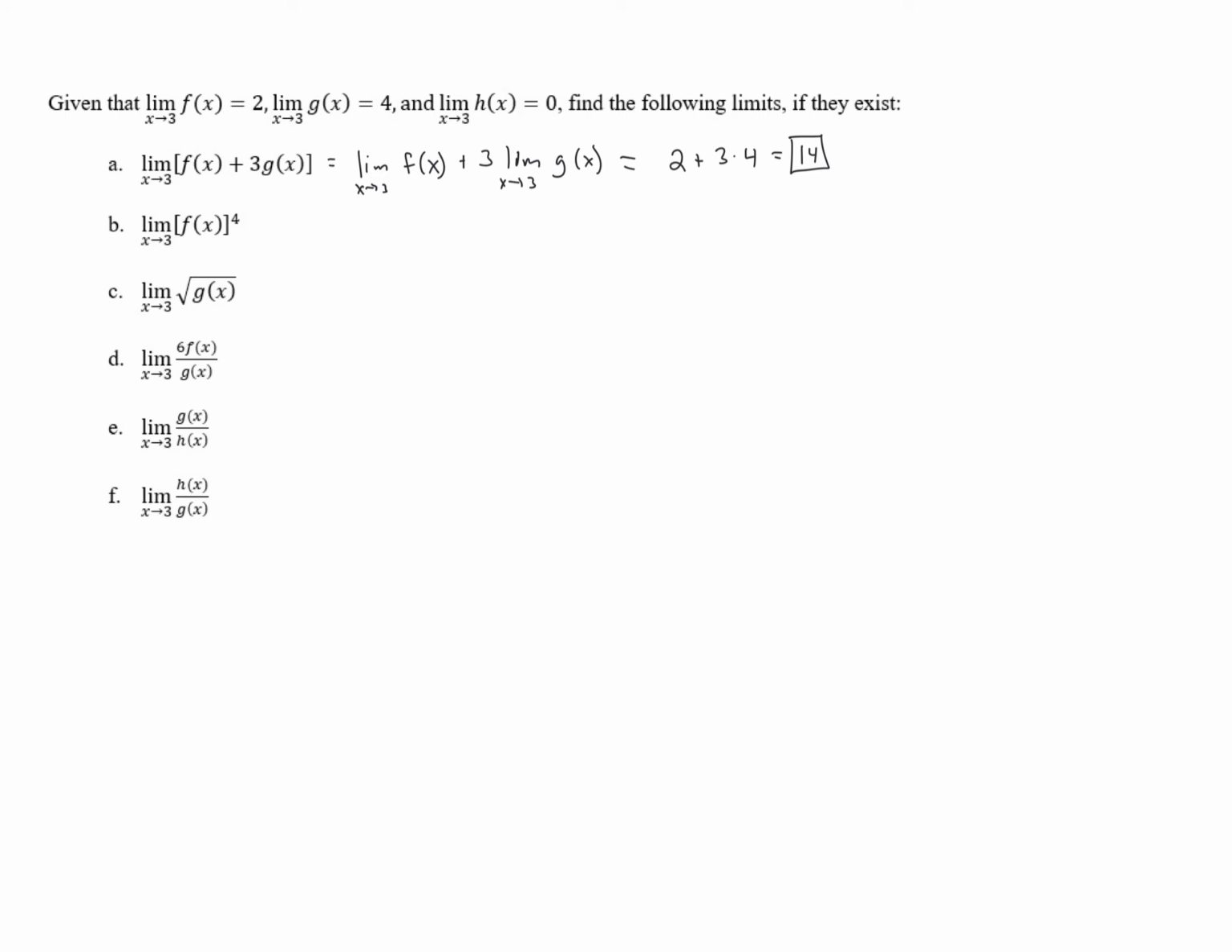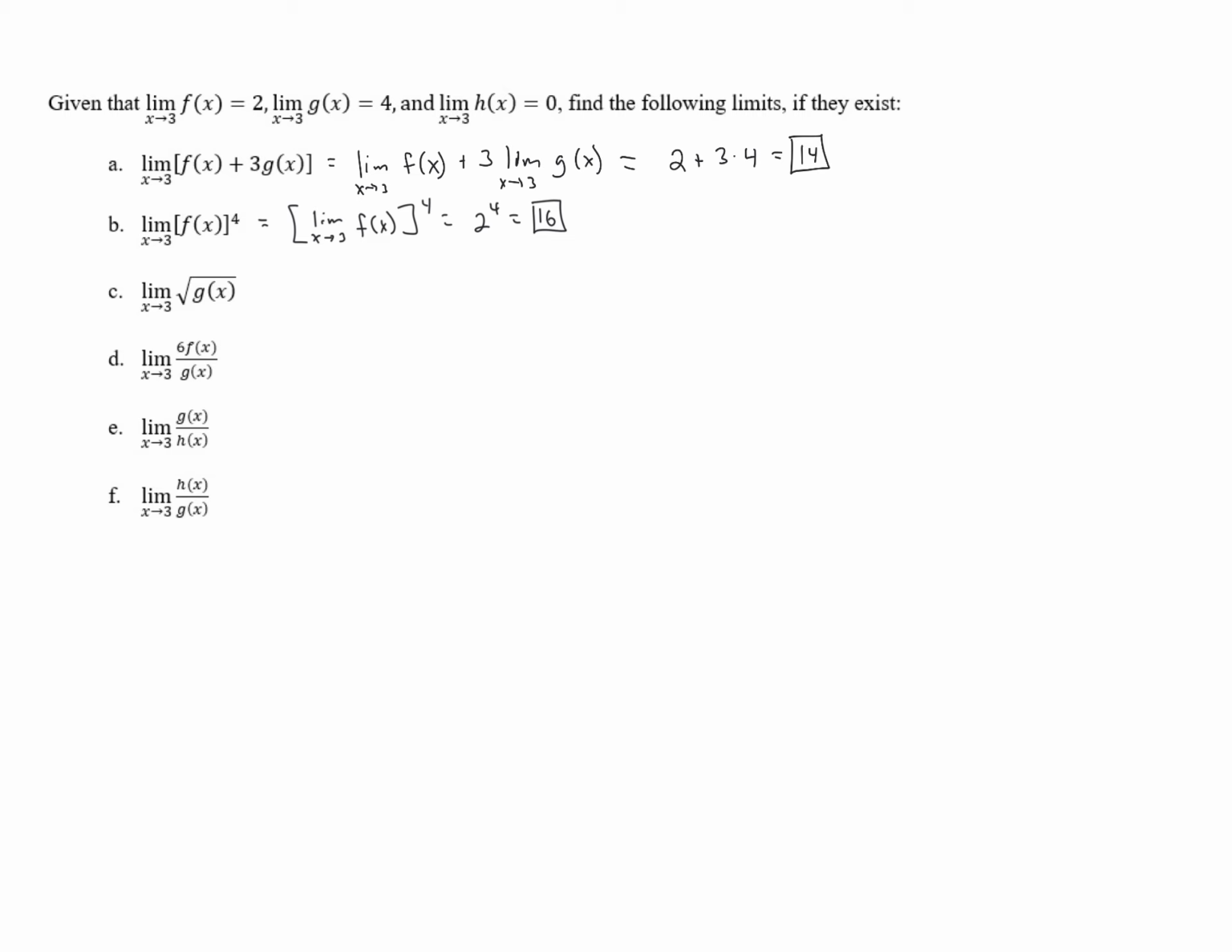The next one has the limit of f of x to the 4th power. And we know we have a limit law that says that we can take that and bring the power outside of the limit. So we can write this as the limit as x approaches 3 of f of x, and then that whole quantity raised to the 4th power. Now we know the limit of f of x here is 2, so this is going to be 2 to the 4th power, which is just 16. All right, things are going well.